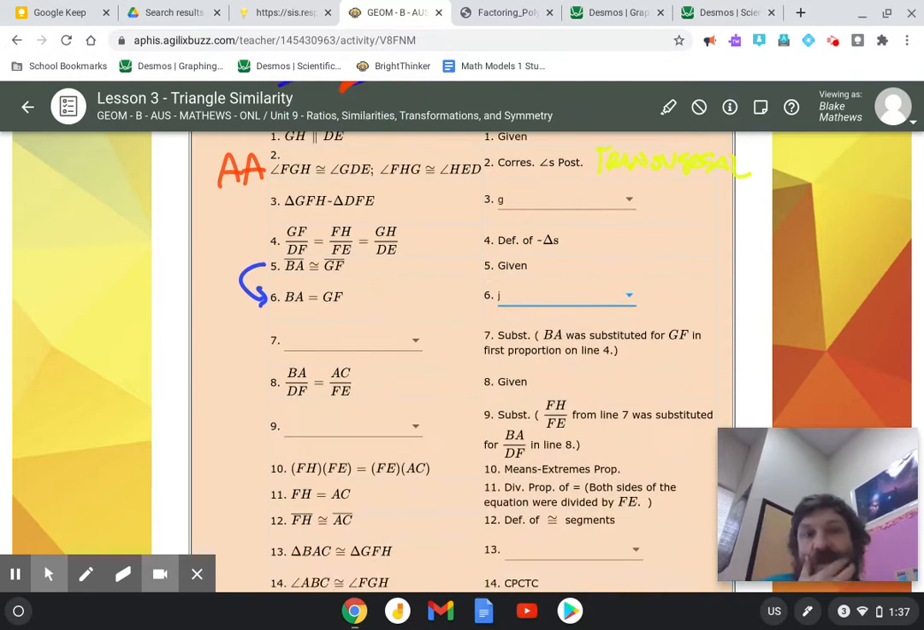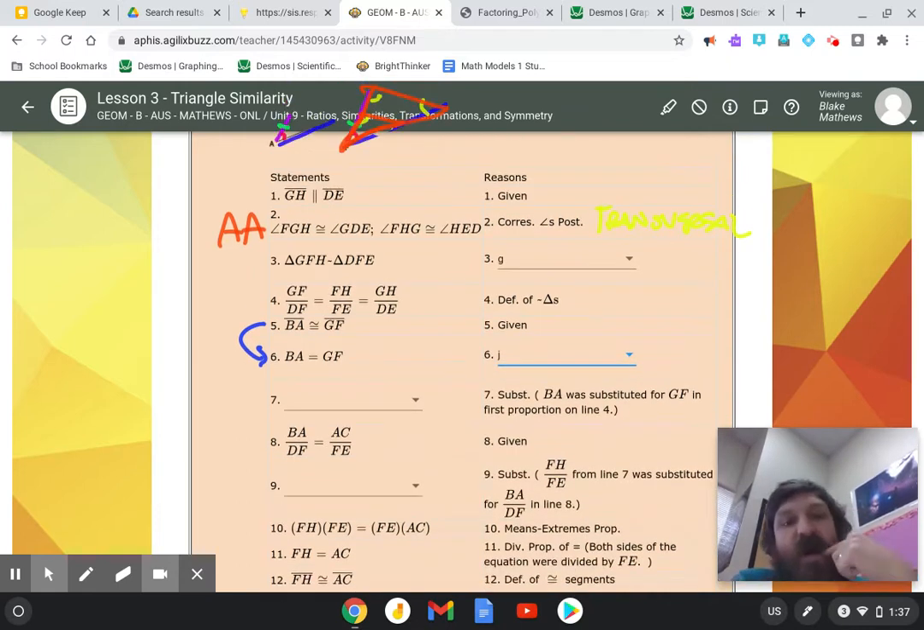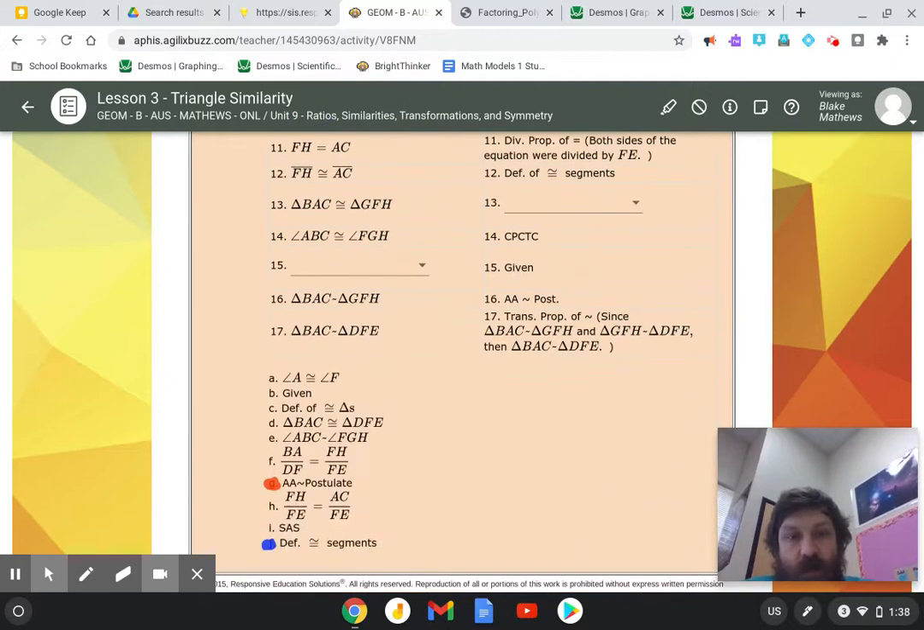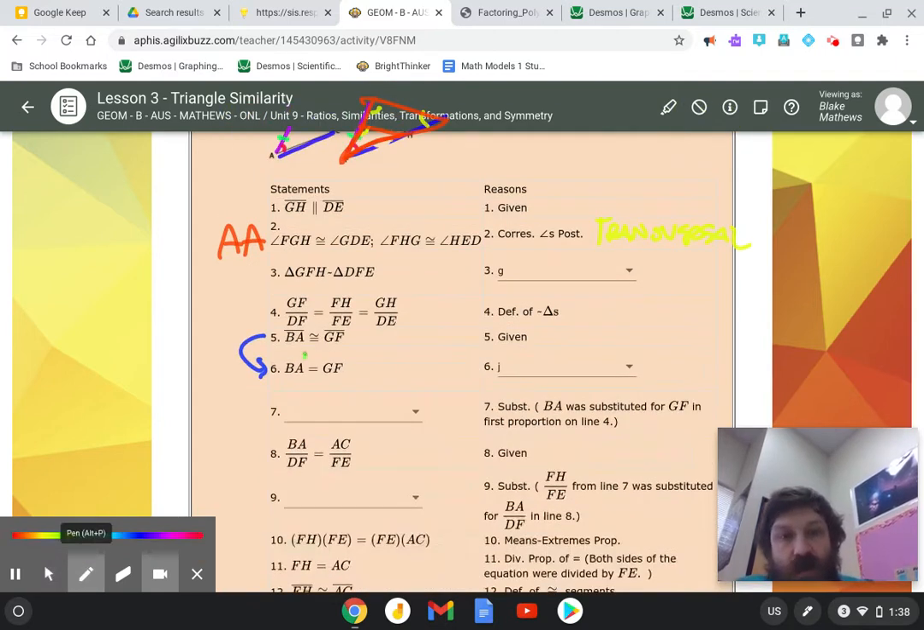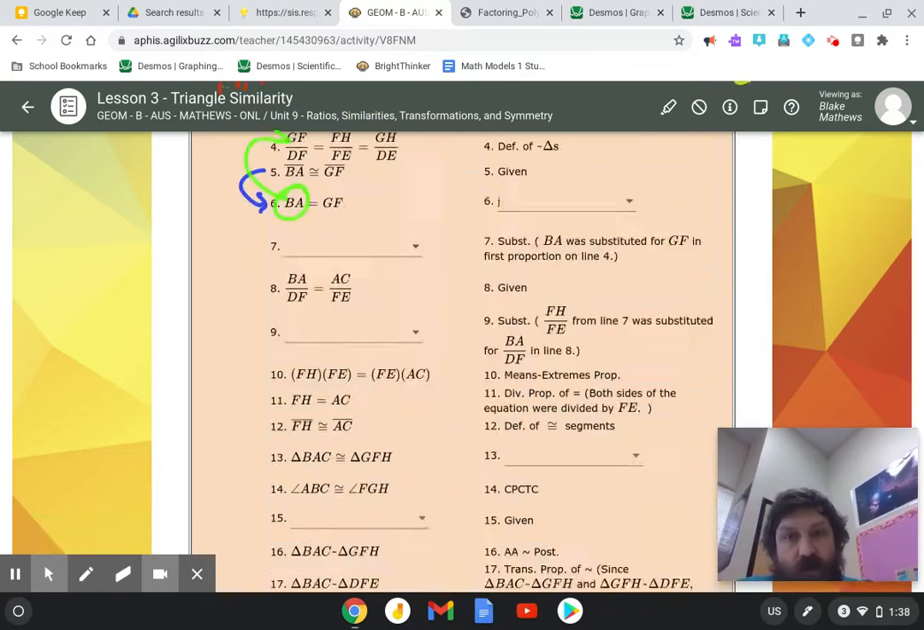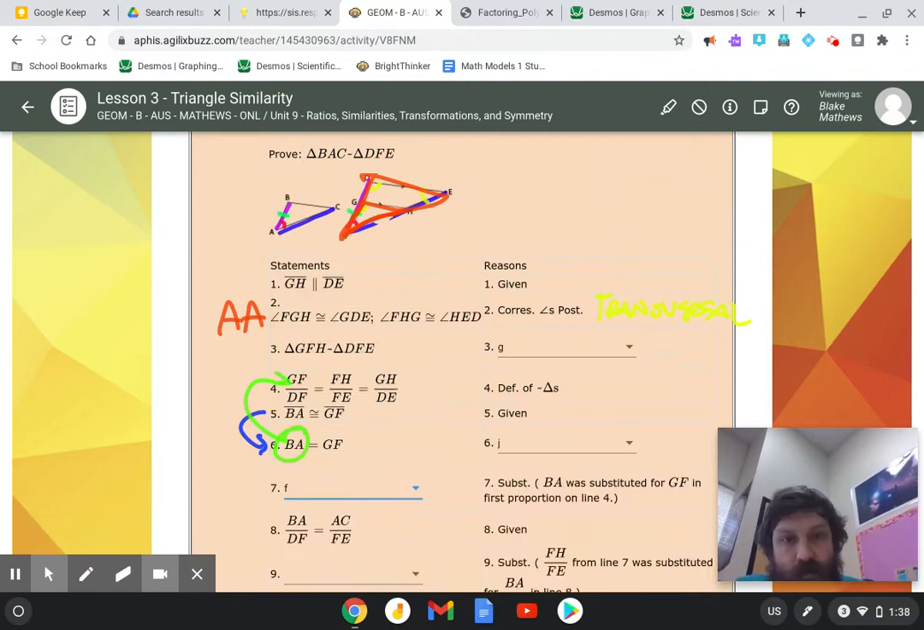And then we're going to substitute. Well, what could we substitute here? Well, we are going to substitute BA for GF in this statement right here. So it's going to be BA over DF. We need to look for that down here. There it is, answer choice F. Let's do a different color here, F. Again, that's coming from the fact that we're going to take this and we're going to put it in there, and that's going to be answer choice F.